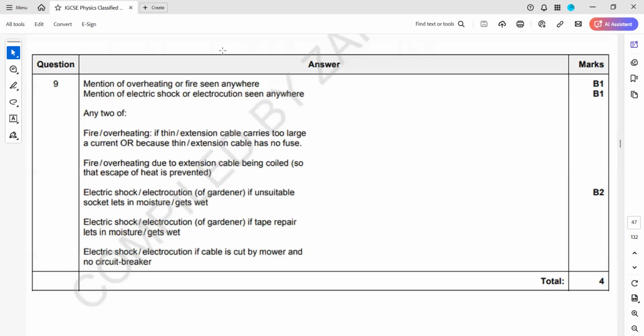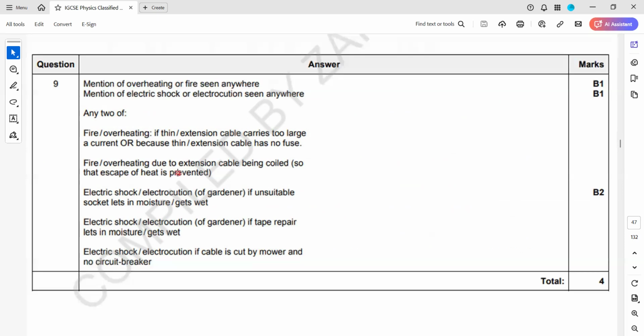Mention, for example, overheating or a fire, or mention electric shock or electrocution, according to the point. So fire or overheating: if the thin cable or extension cable carries too large a current, that will produce heat energy and a fire may start. Or overheating due to a coiled extension cable, so the heat cannot escape. When it is coiled, one layer is over the other layer, so heat energy cannot escape.